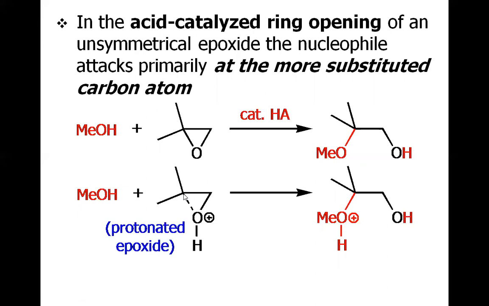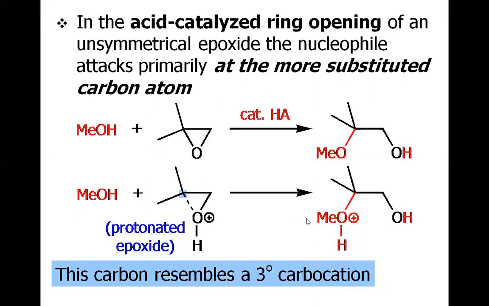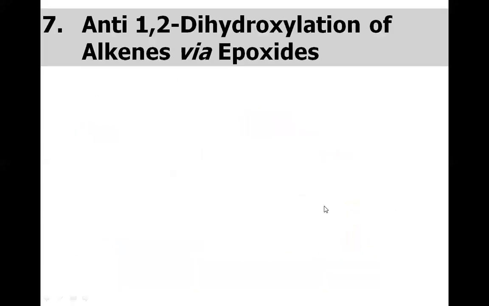This is because the carbon that is going to be attacked will serve as a tertiary carbocation for the time being, and obviously this will give some extra stability to this carbon, and then the methanol will attack this carbon, and we have the methanol attached to the more hindered carbon site. And as I discussed, this carbon resembles a tertiary carbocation.